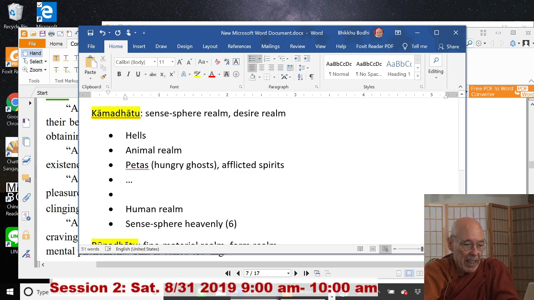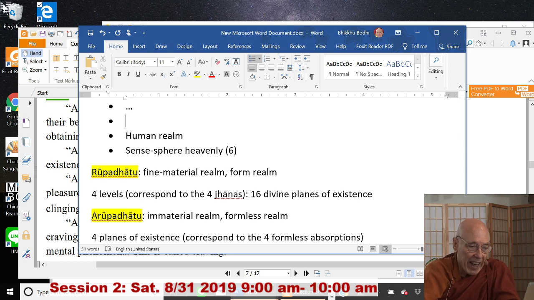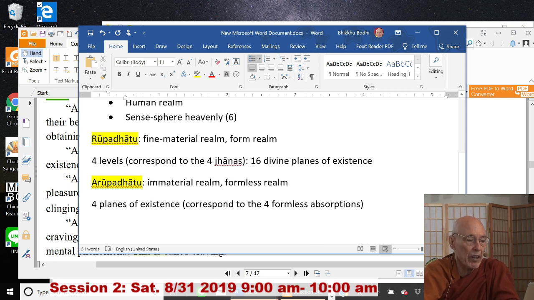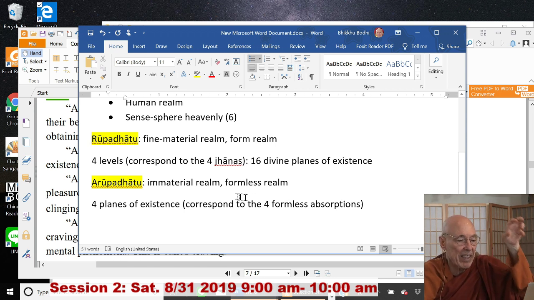If one has attained and mastered one or another of the jhanas, the meditative absorptions, then the consciousness is directed to the fine material realm of existence, or the form realm of existence. And if one has mastered one or another of the formless absorptions, the consciousness will be directed to existence in the immaterial realm or formless realm.